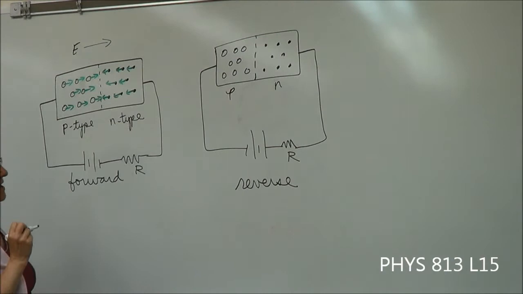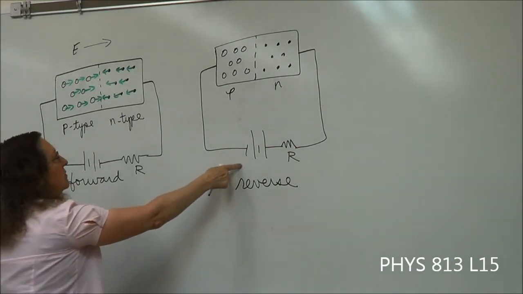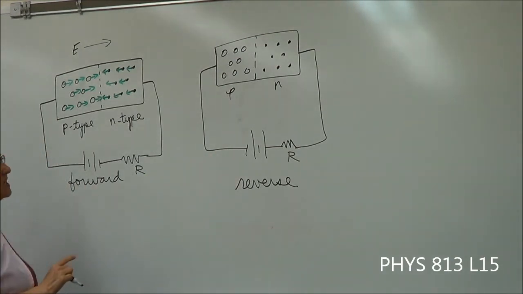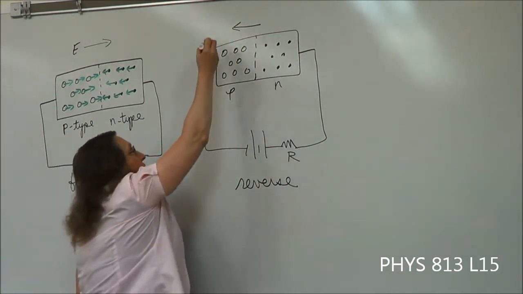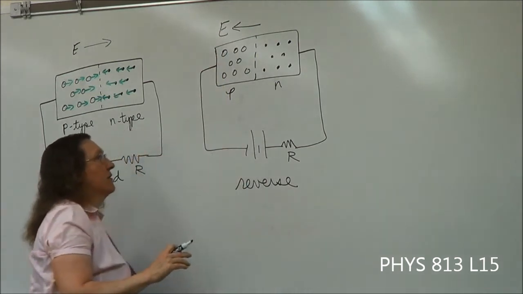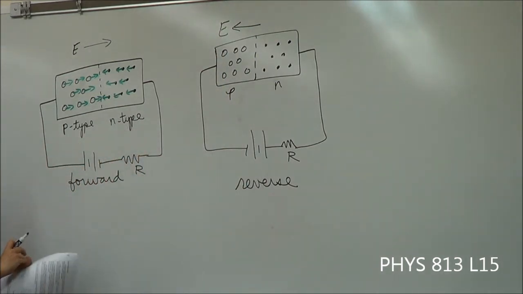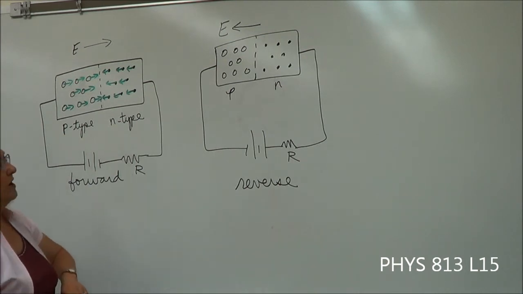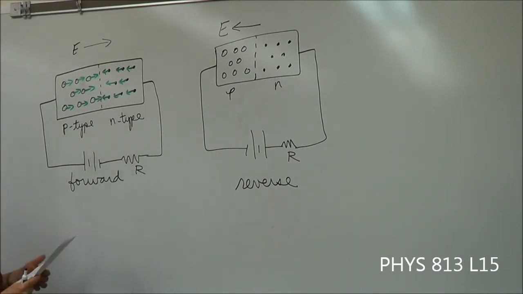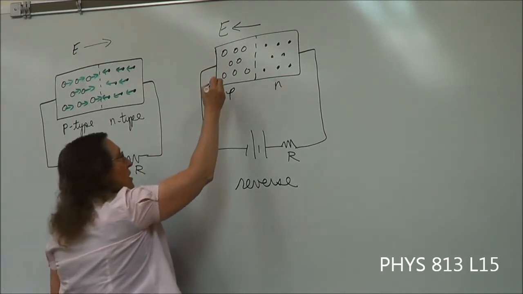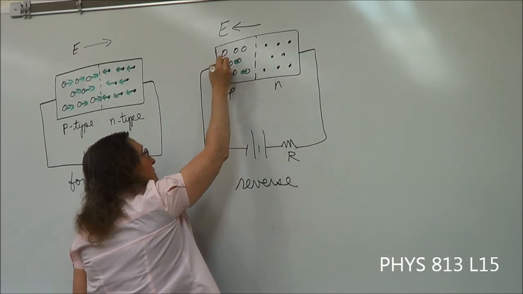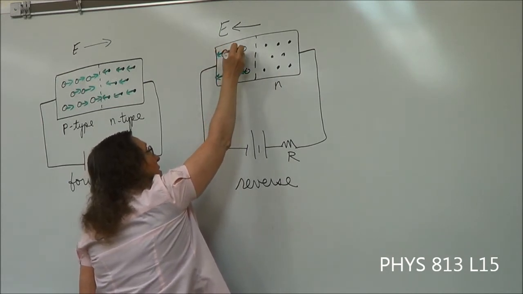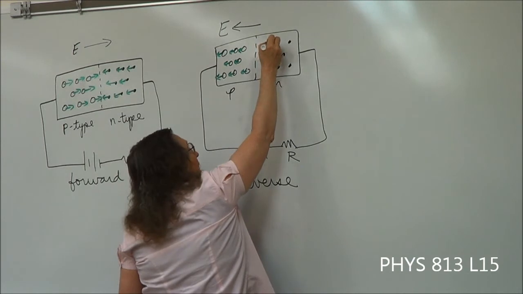Now, with that arrangement, that's going to produce an electric field the other direction. So our electric field is to the left. Now, what do our charges do in that case? Well, the holes go the direction a positive charge would go. So the holes move to the left, and the electrons move to the right.